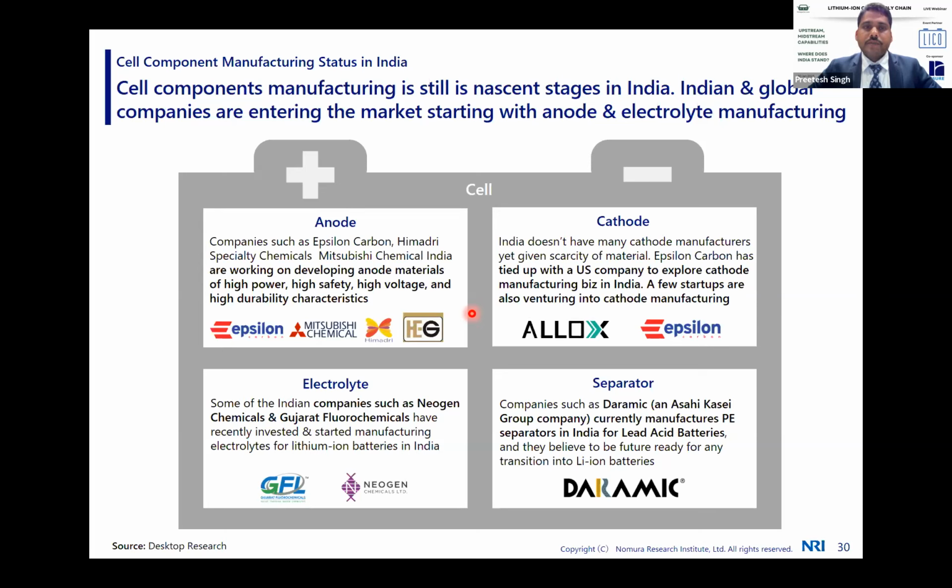anode, cathode, electrolyte, and separator at least. For anode, there are several companies like Epsilon, Mitsubishi Chemical, Himadri, HEG, and it seems that India is better placed in terms of anode manufacturing. There are some initiatives in cathode also, like Alox and Epsilon. And then in electrolyte, we have companies GFL, Neogen, and in separators, we have Dynamic.